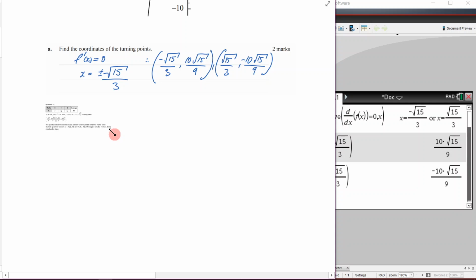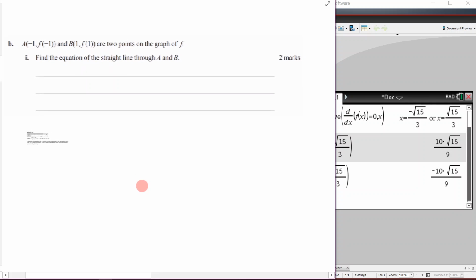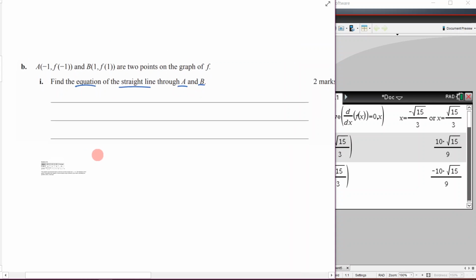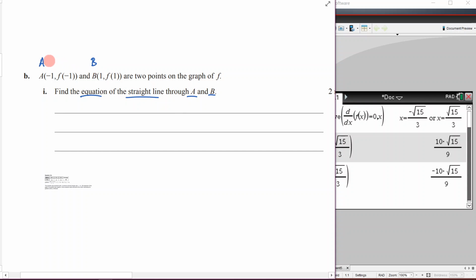All right, let's keep chugging along now. And come down here. Let's now answer this one. All right, so this is saying, if A is this and B is this, find 2 points of the graph f. Sorry, let me try that again. A is this and B is this, and these are 2 points on the graph f. Find the equation of the straight line through A and B. All right, so the first thing that I would want to do is actually figure out what A and B are. So what are the actual coordinates of them?